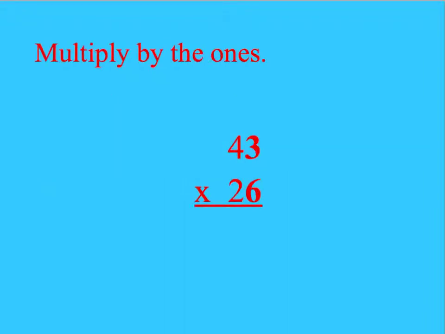Now let's take a look at this problem step by step. The first thing we're going to do is multiply the 1s. So in this case, the bolded numbers 3 and 6. When I multiply these two numbers together, I get 18. So I'm going to put my 8 down here and carry my 10 over, because 18 can also be represented as 1 ten and 8 ones. So that 10 needs to be carried over to the tens place.